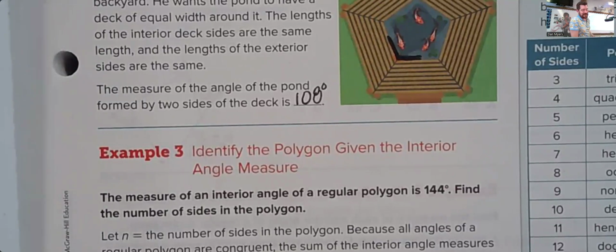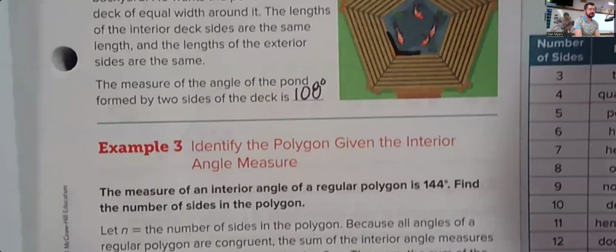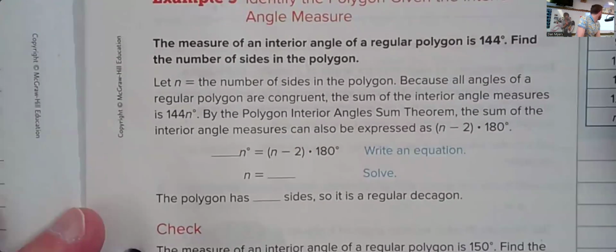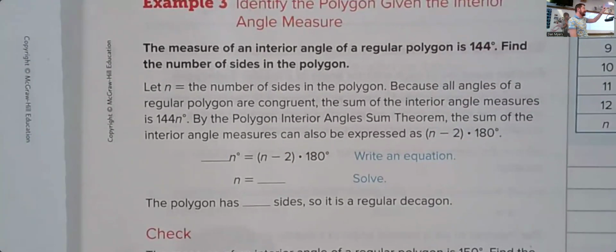All right. So let's keep going. Identify the polygon given the interior angle measure. So this isn't going to be too much more challenging either. The measure of one interior angle of a regular polygon is 144 degrees. That is a bigger angle than what we saw in a hexagon, which probably means it has more than 6 sides. Stands to reason, right? Because if it was 108 degrees for a pentagon, 120 for a hexagon, this is 144. We're probably going to get more than 6 sides.